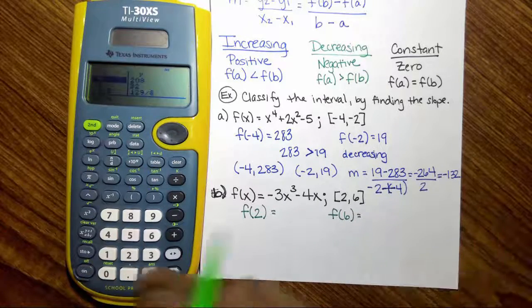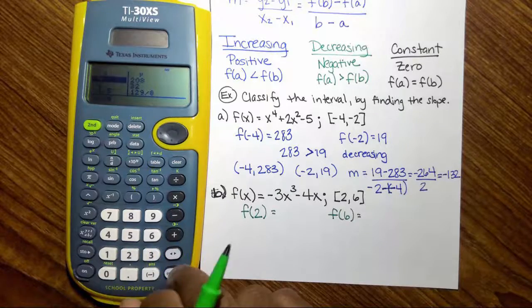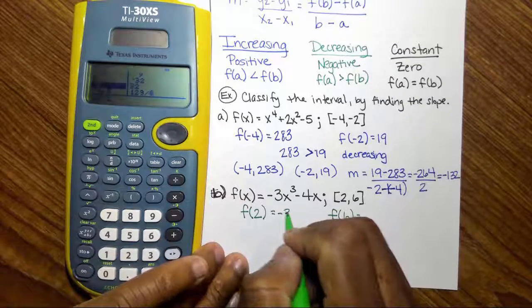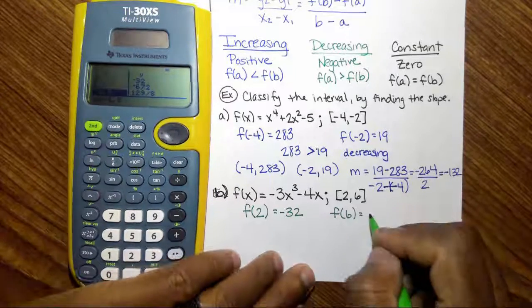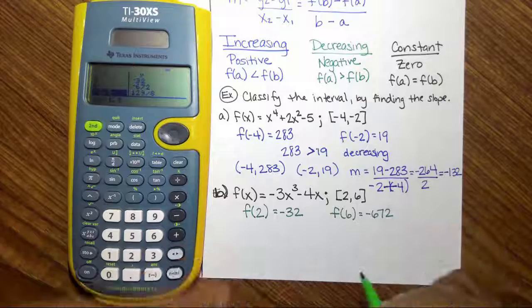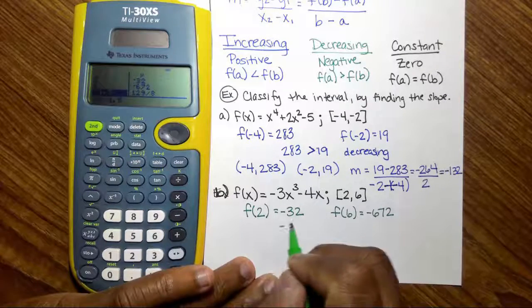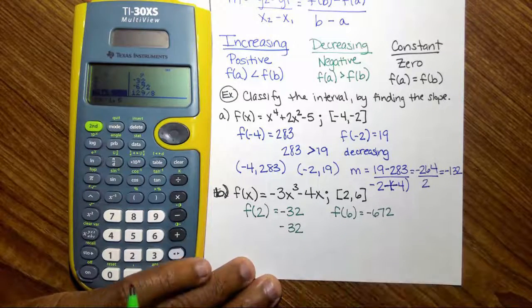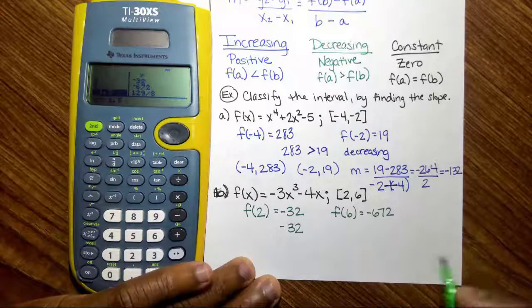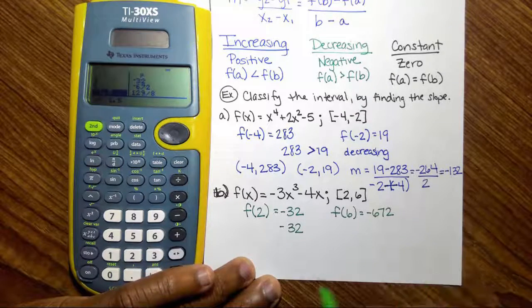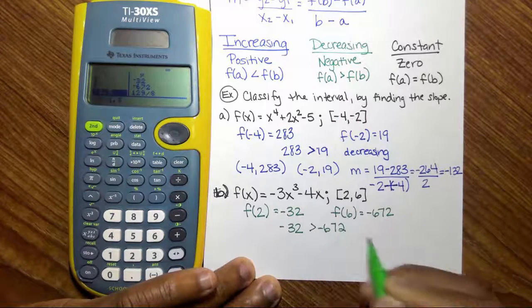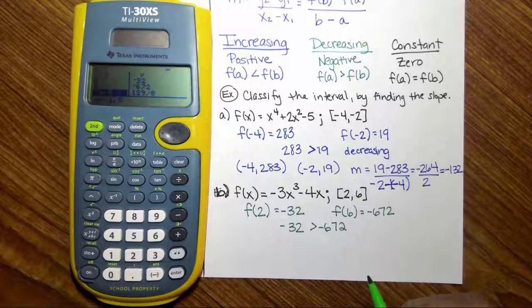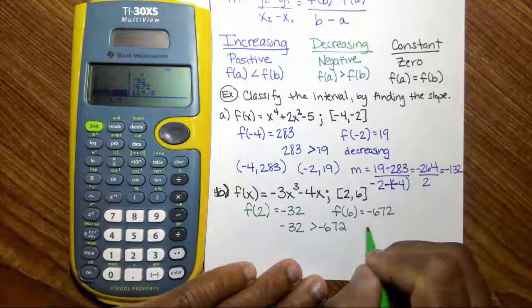So at f of 2, what did y'all get for f of 2? Yeah, negative 32. And at f of 6, what'd you get? Negative 672. So when we compare negative 32 to negative 672, is it greater than, less than, or equal to? It's greater than negative 672. So again, you're starting at negative 32 and working your way all the way down to negative 672. So what are you doing on that interval? You have to decrease again.